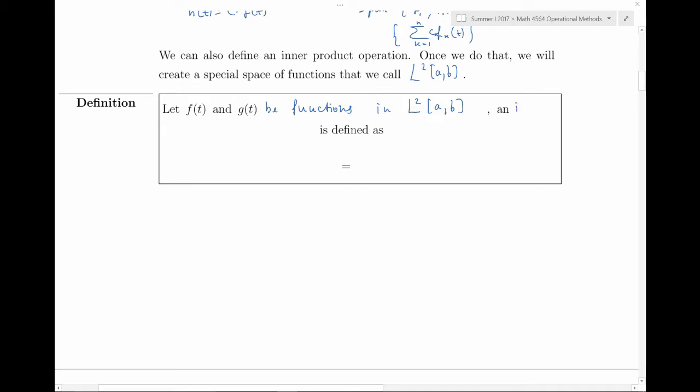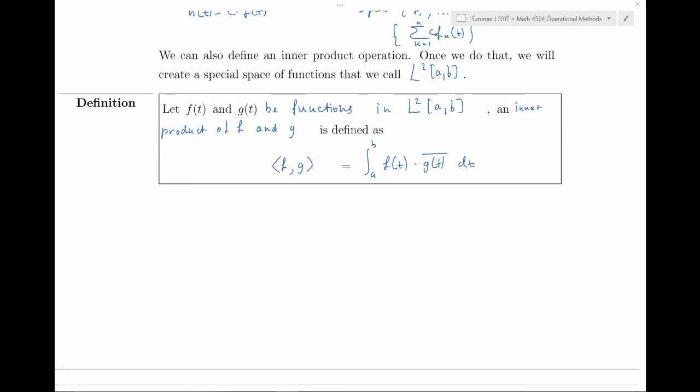So the inner product of the functions f and g is defined and denoted by those angle brackets around f and g. And that's the operation that multiplies these two functions together, with a twist that the g comes with the complex conjugate, and then it integrates all the way through from a to b.